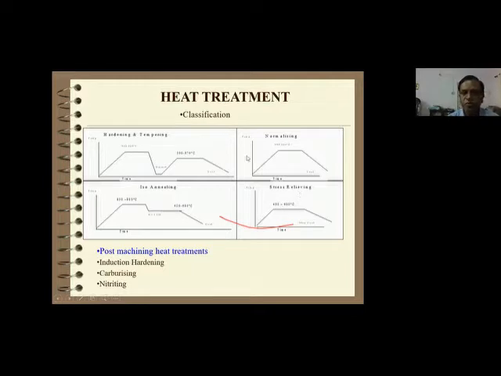So post this process, there are certain components which require some heat treatments after machining, like induction hardening, carburizing or nitriding.